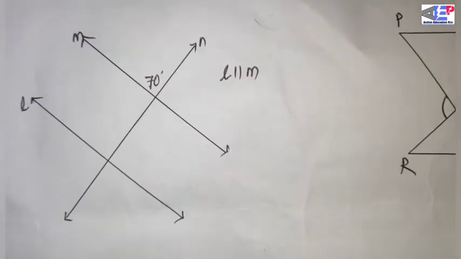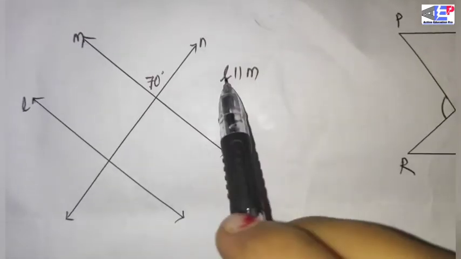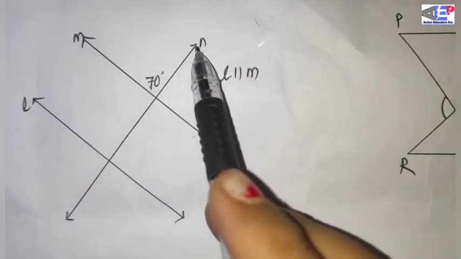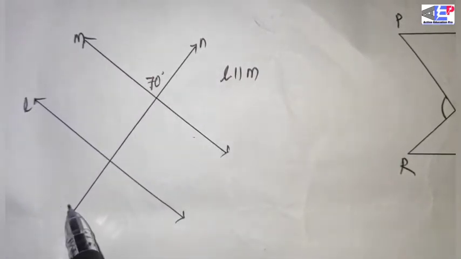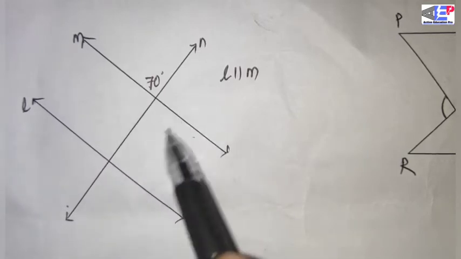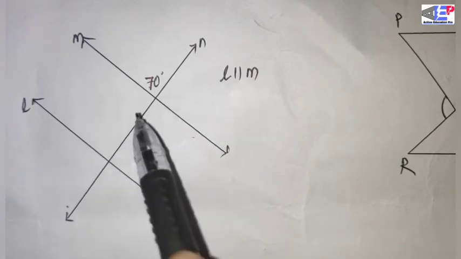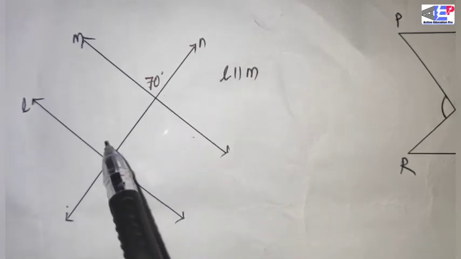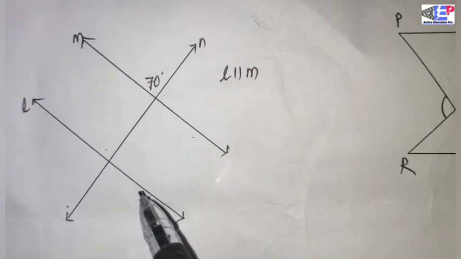Here L is parallel to M. In this first question, L is parallel to M. This is line N and this is line M, and obviously N is the transversal line. The question is for us to find the value of all the remaining angles. There are 7 angles to find out: 1, 2, 3, 4, 5, 6, 7.